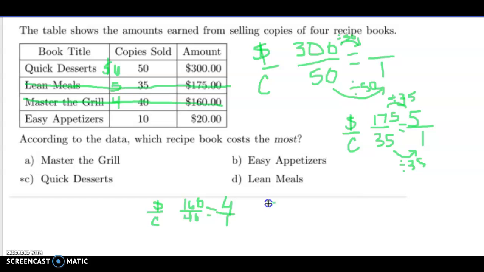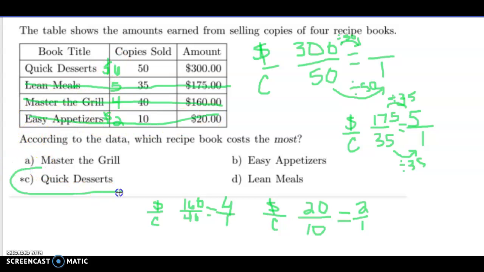Easy appetizers is easy as well because I'm taking cost, comparing it to the number of copies. I know $20 for 10 copies is what I'm paying. I want to know how much for one because that's the unit rate. I divide top and bottom by 10. I get 2, so this is $2 a book. Once again, cheaper than 6. So guess what? Most expensive is quick desserts.